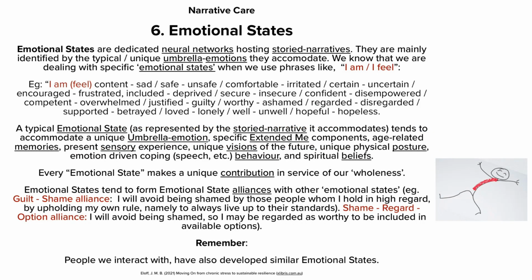Emotional states. Emotional states are dedicated neural networks hosting storied narratives. They are mainly identified by the typical or unique umbrella emotions they accommodate. We know that we are dealing with specific emotional states when we use phrases like I am or I feel.